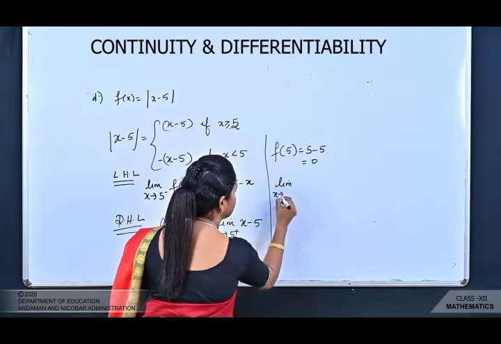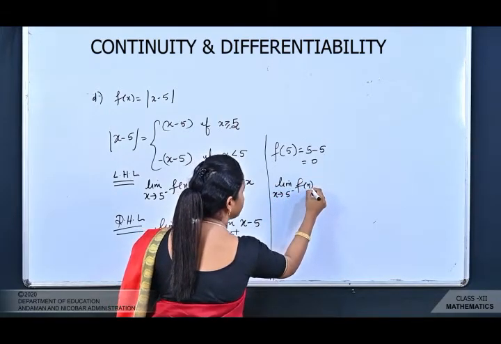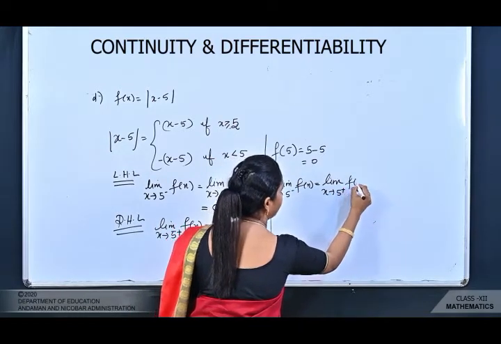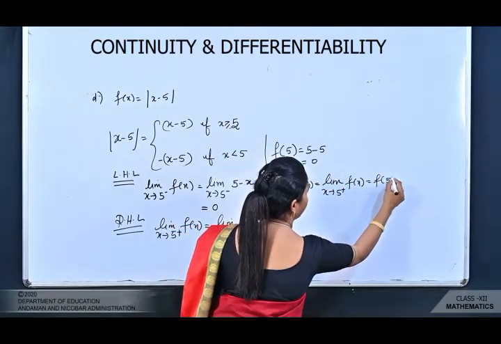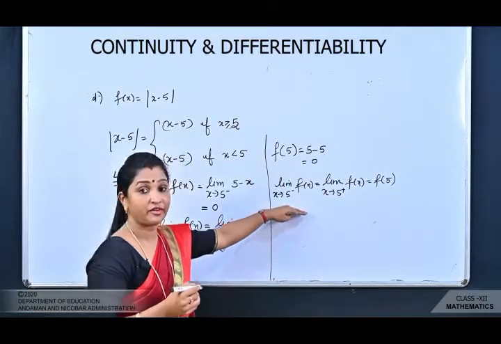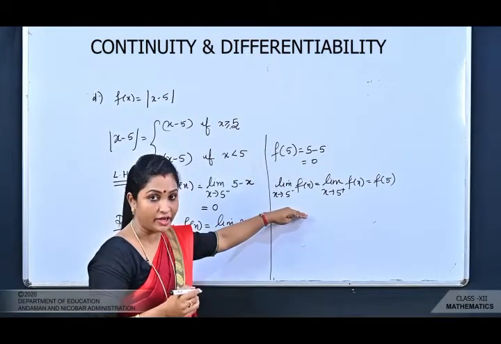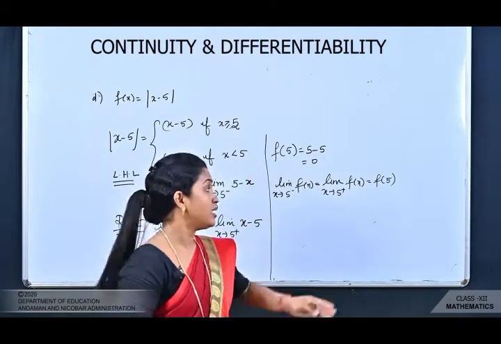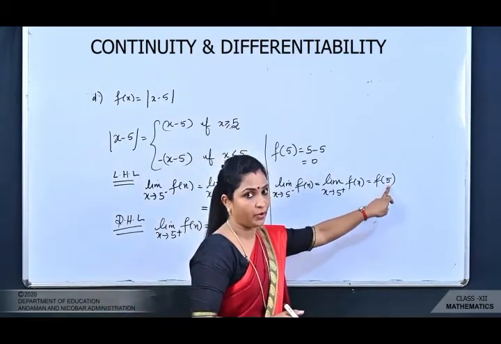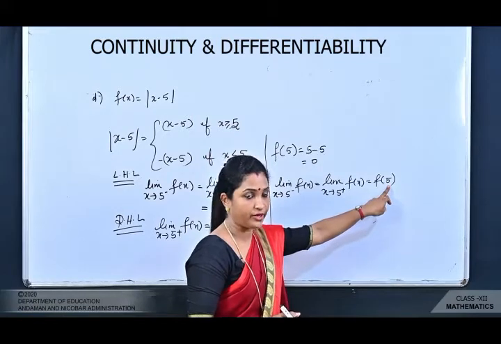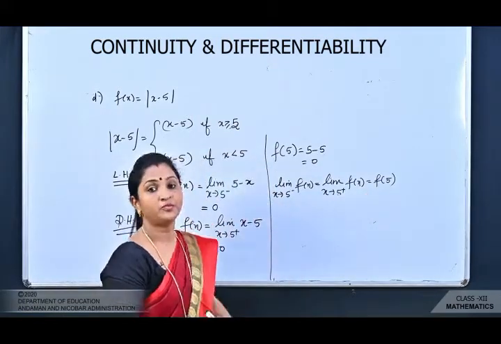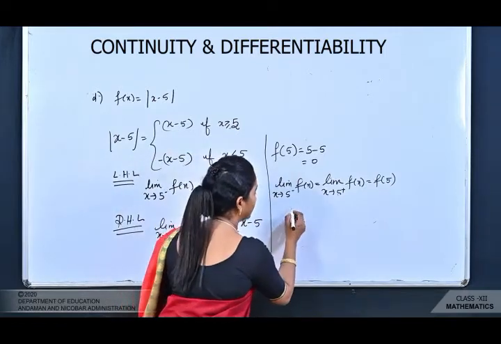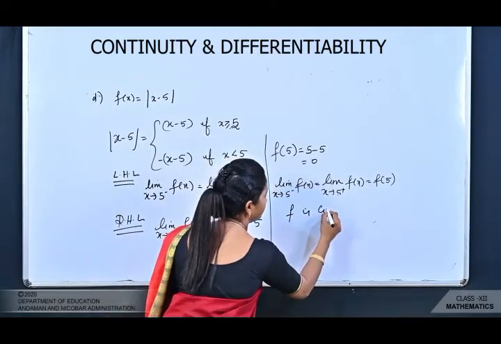Limit x tends to 5 minus f(x) is equal to limit x tends to 5 plus f(x) is equal to f of 5. So this is the definition of continuity. I have already explained you. When left hand limit is equal to right hand limit is equal to the value of the function at that particular point, when you're getting a condition like this, you can see that the function is continuous. So here you can conclude it, f is continuous.